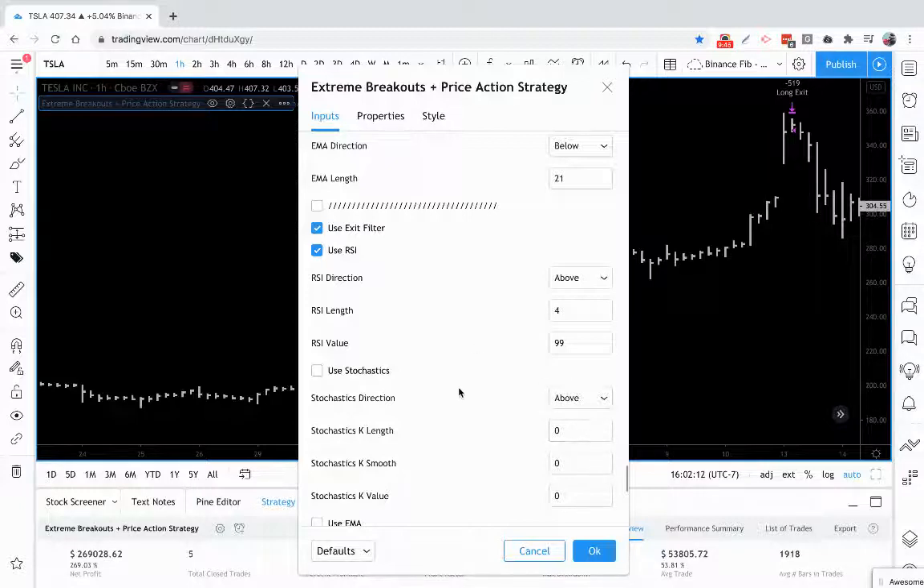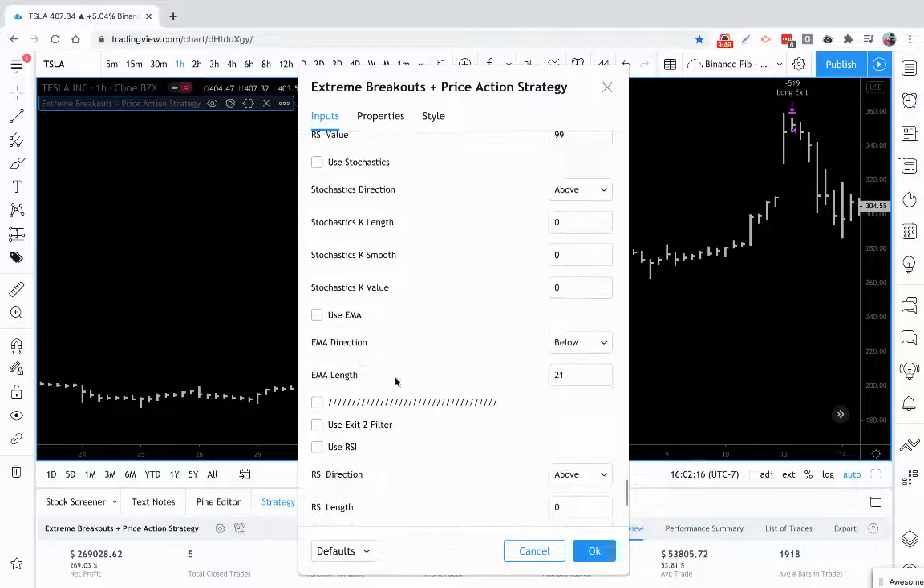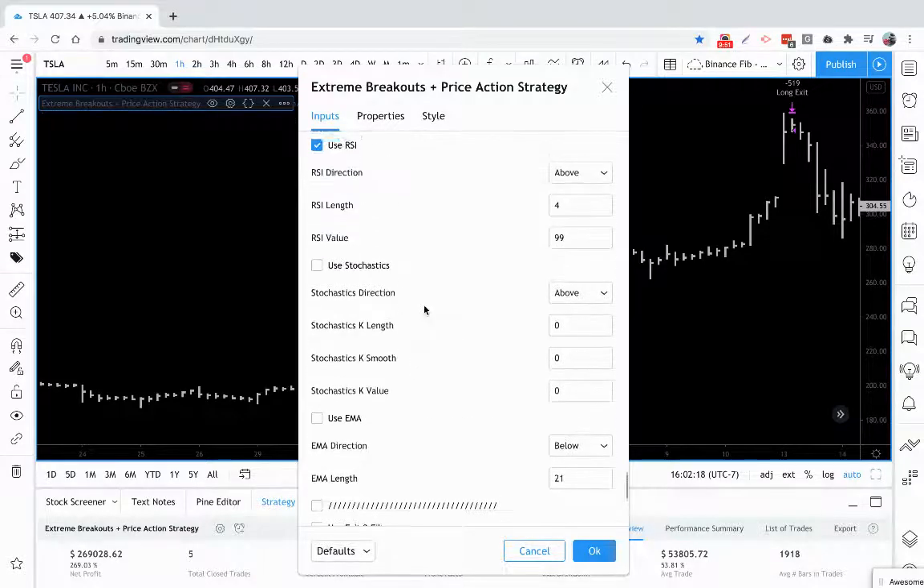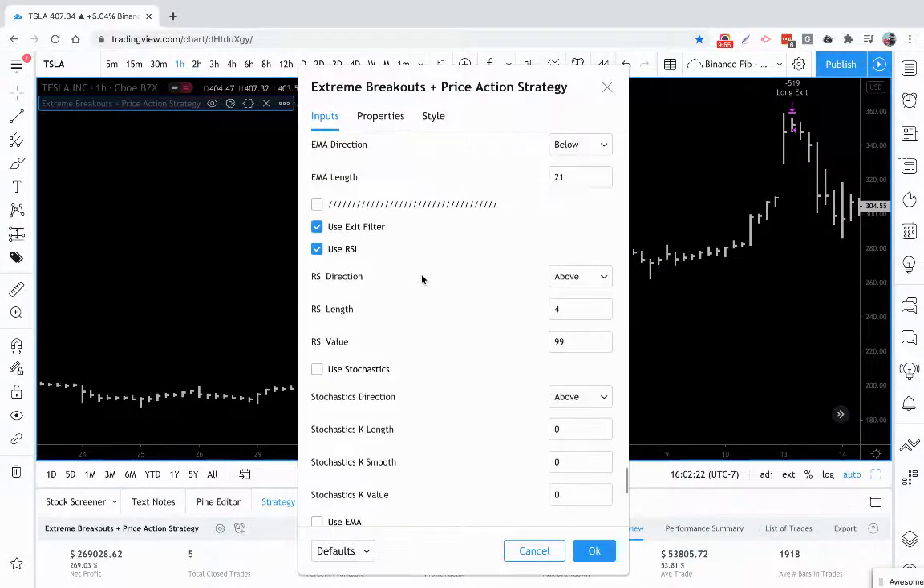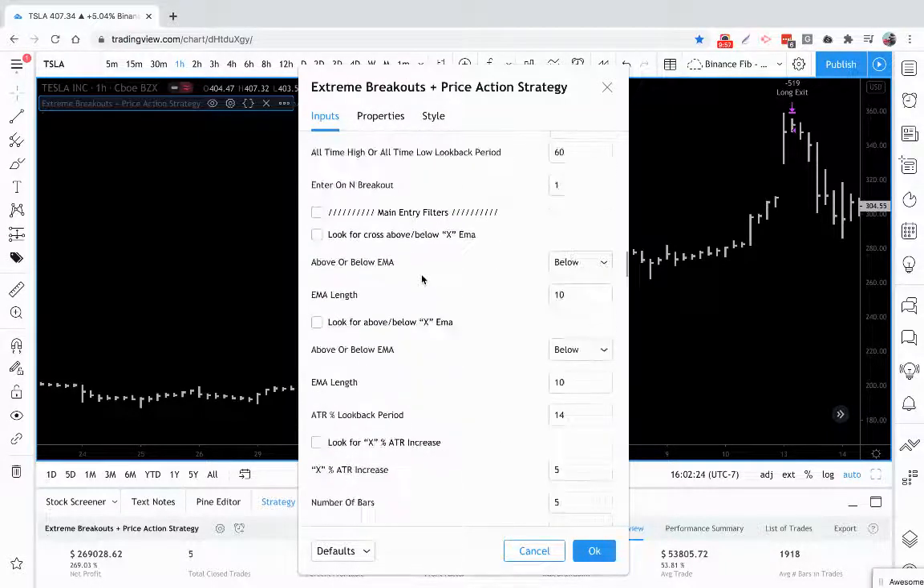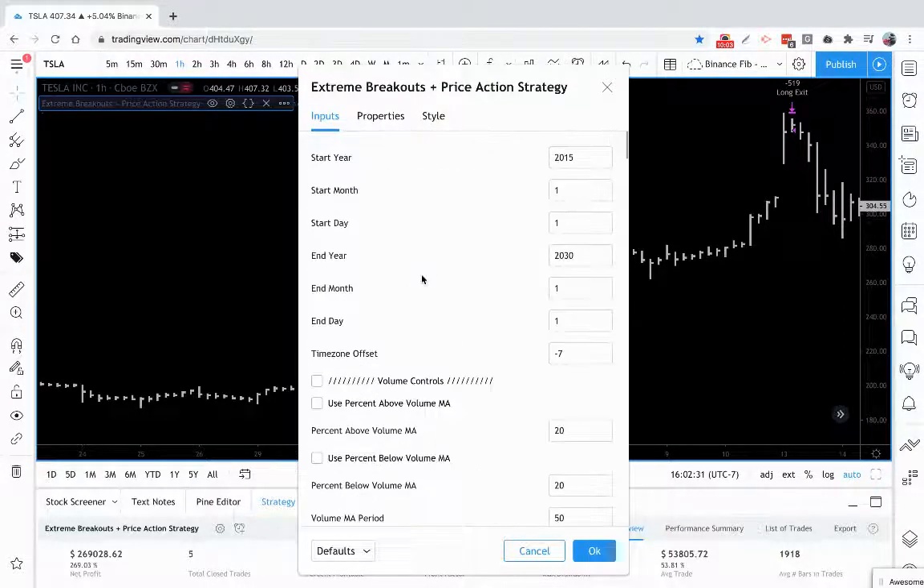So there's many different ways you can do that via RSI, stochastics, or using an EMA above or below. And you have two of them again. So you could use one as a slow and one as a fast for a longer time frame. So those are your basic settings. And we go over each of these in much, much greater detail and show you how to use it in our tutorials, but this is just a quick overview.